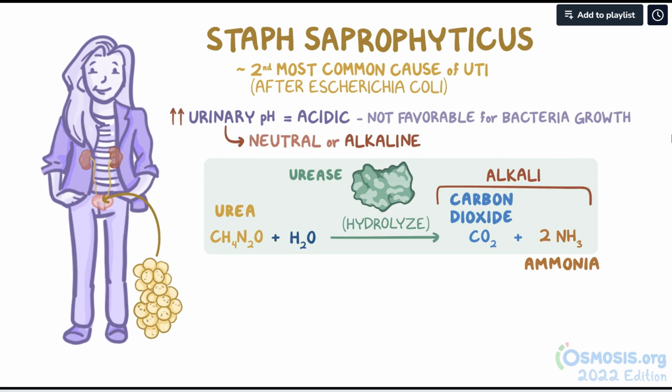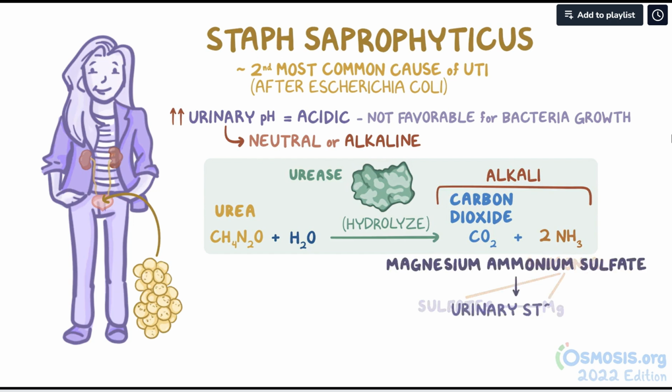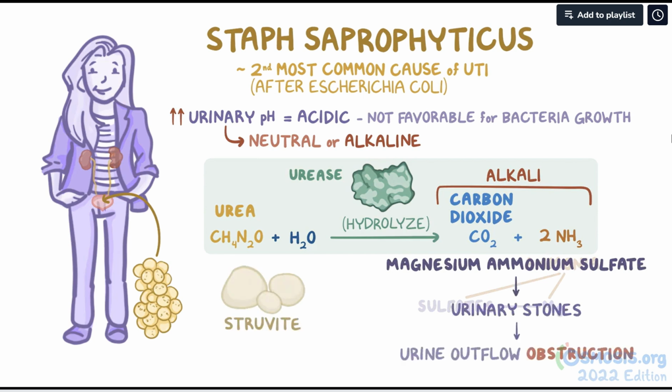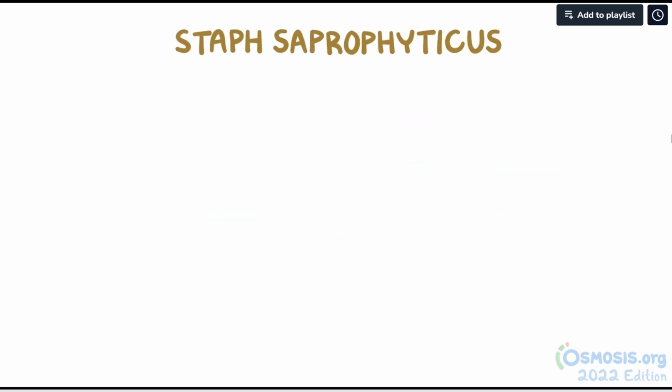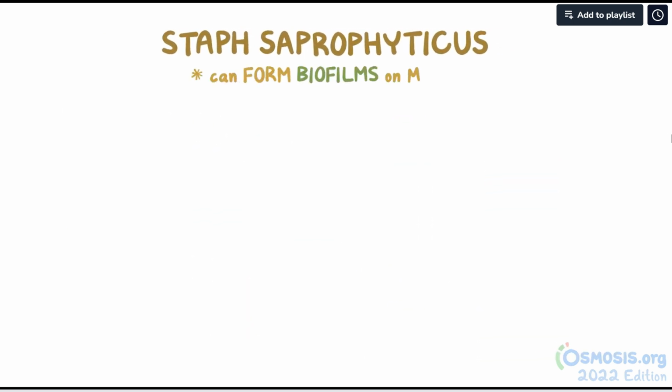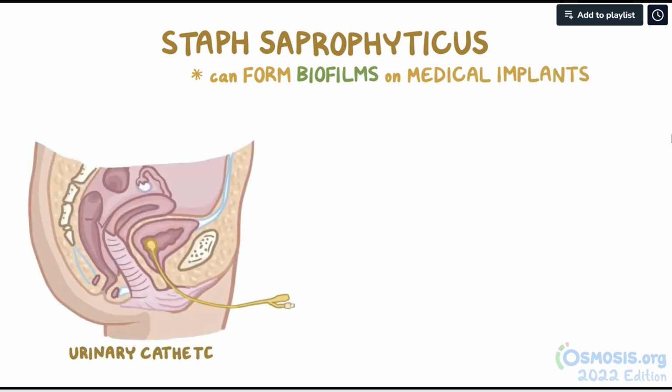Additionally, ammonia can form complexes with magnesium and sulfates, and precipitate into magnesium ammonium sulfate. This can lead to the formation of urinary stones, called struvite, which can cause urine outflow obstruction. Staph saprophyticus can also form adherent biofilms on medical implants, typically the indwelling urinary catheters.